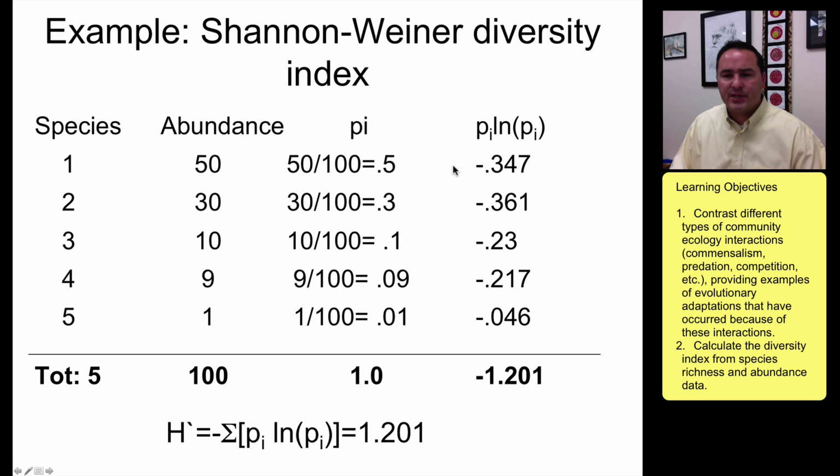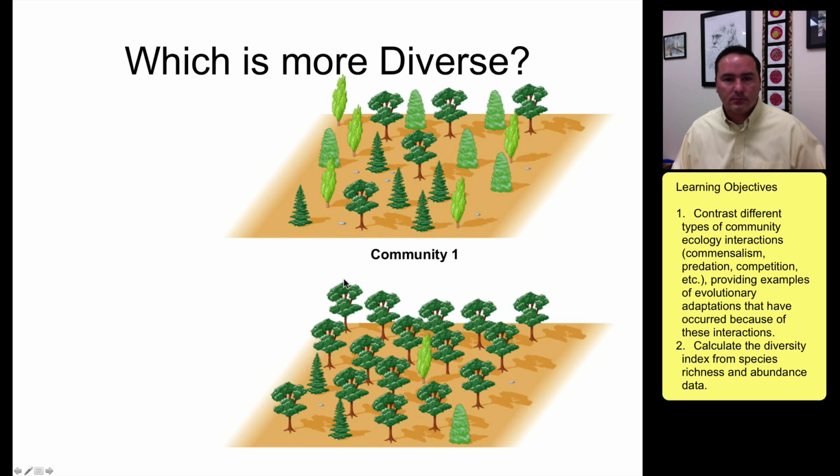So to finish the calculation of the diversity index, you simply do P sub i times the natural log of P sub i. And so those numbers come out to be these, and then you sum all of that up and take the negative of it. Right? So you sum it up, it's negative 1.201, and then you take the negative of it, and you get a positive number, 1.201.